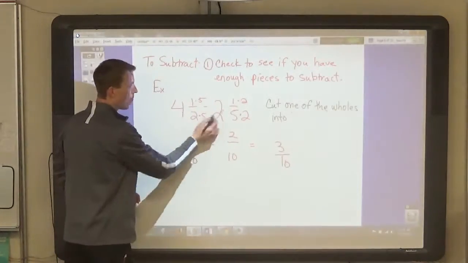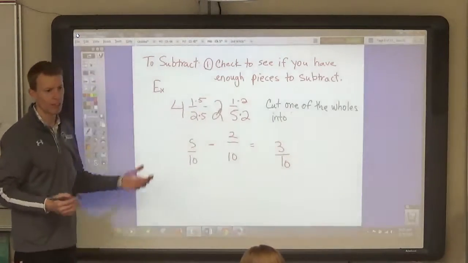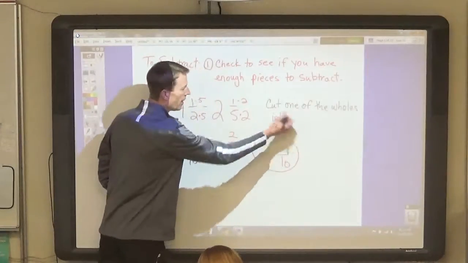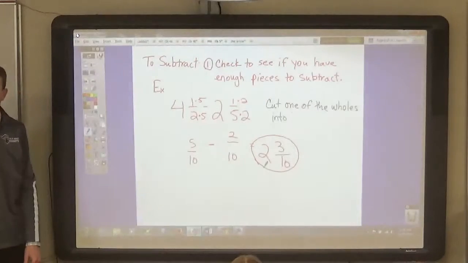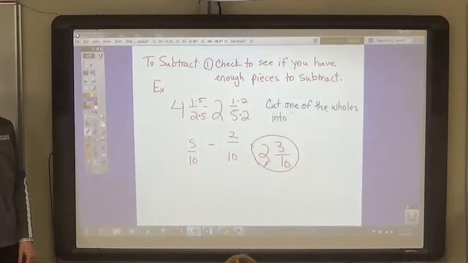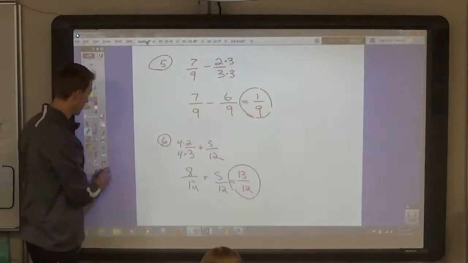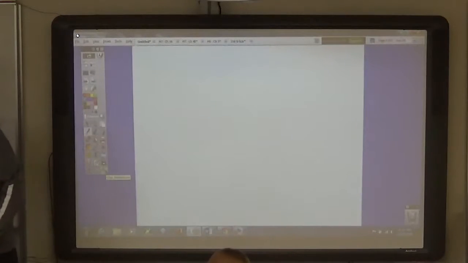And then we can go back and subtract the whole numbers. 4 minus 2. 2. We didn't have to cut any of them up, did we? No. Because we had enough pieces. Okay? Now, that's not always the case. Let's say we have one like this.